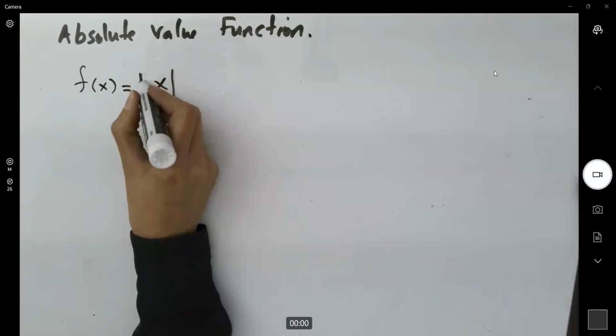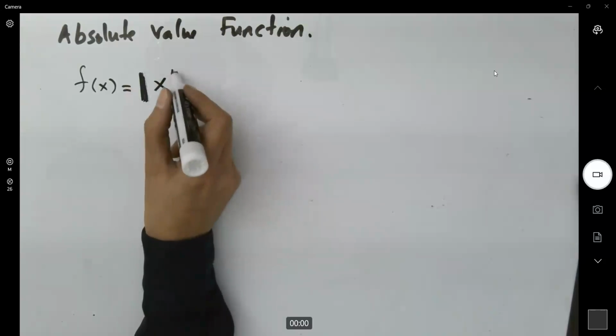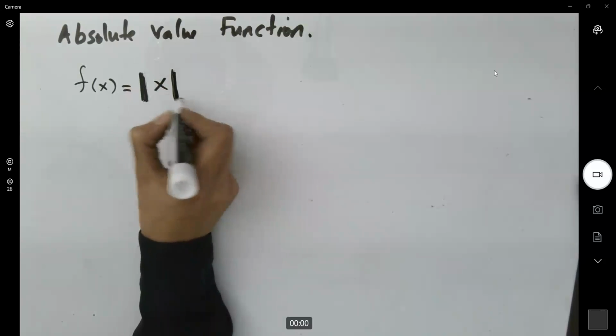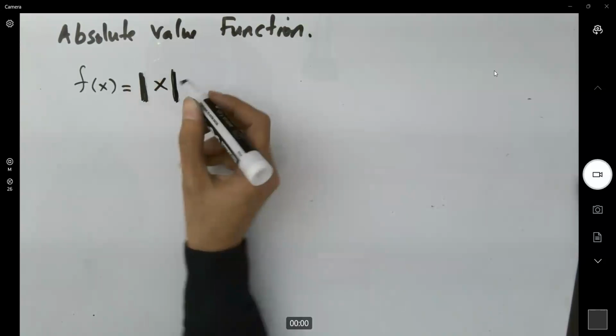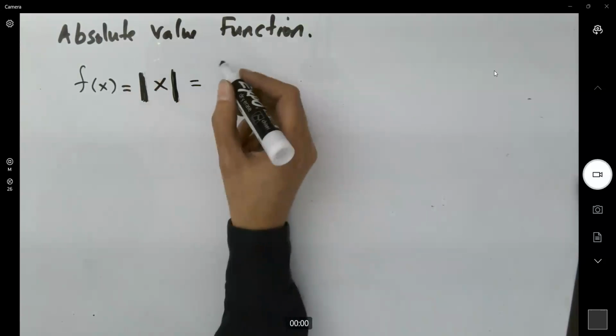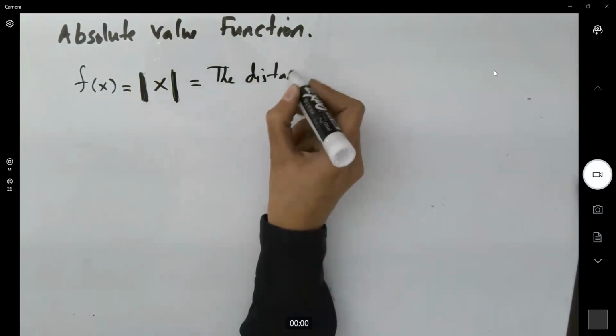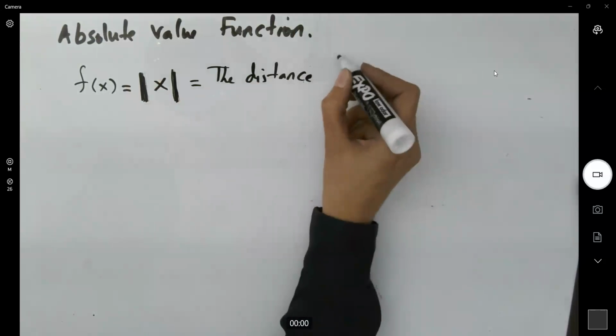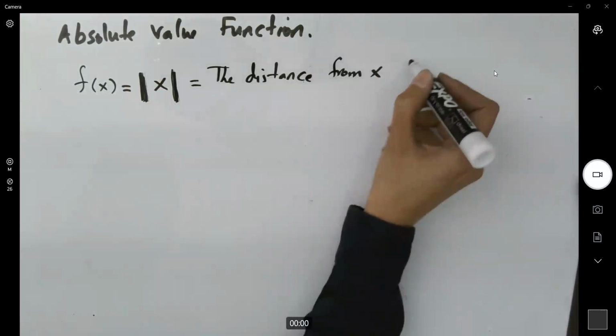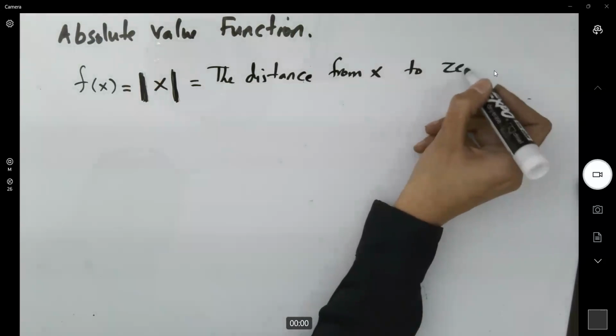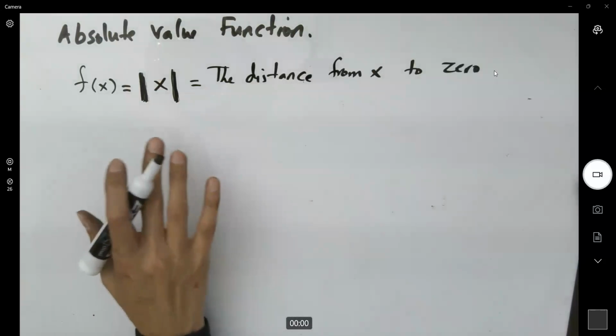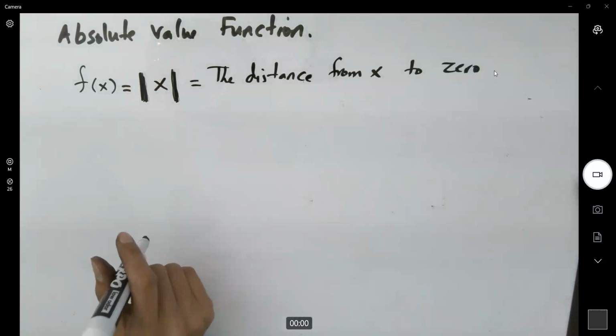You use two vertical lines and you put your x inside these two vertical lines, and the definition, as you remember, is the distance. It has a physical definition: the distance from x to 0. That's how we define the absolute value function.